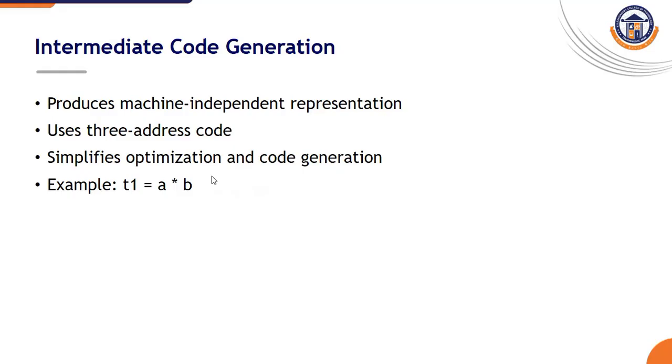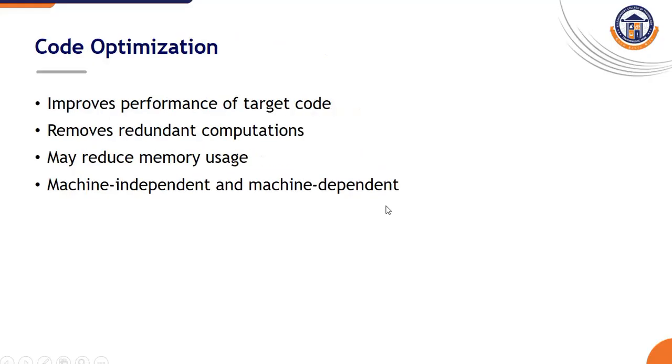Next phase of the compiler is the intermediate code generation. It produces machine independent intermediate representation. The intermediate representation uses 3 address code. So in this 3 address code, each instruction takes 3 operands. So it simplifies the optimization and code generation. For example, T1 = A * B, it is one of the intermediate code representations.